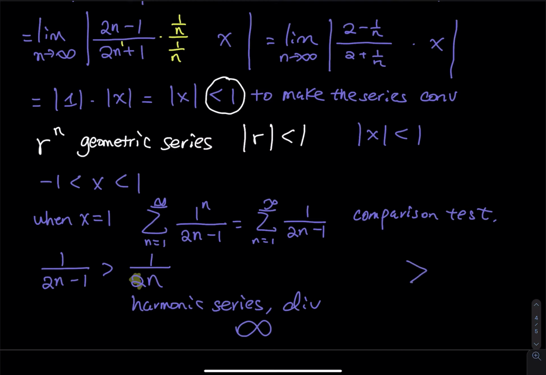Diverge means infinity. So we have infinity. Can a real number be greater than infinity? No. So this one has to be infinity. So this diverges. Overall, this series diverges using the comparison test.